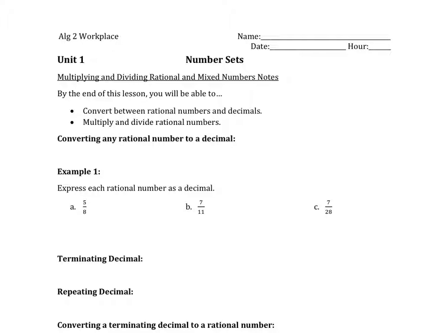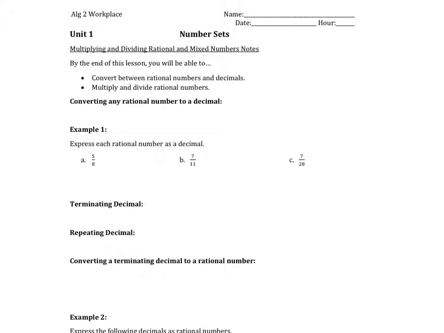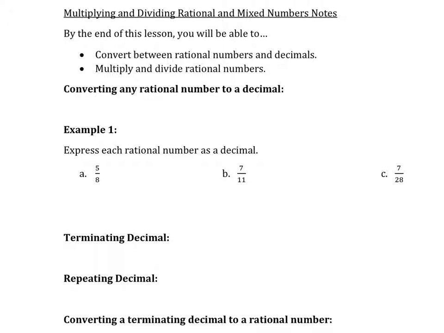So today we're going to be starting by looking at how to convert fractions to decimals and back again. Well, yeah, so this first one, when we're converting any rational number, that just means a fraction. 5 divided by 8, right? That's an example of a rational number, yes. But to convert it to a decimal, you do what we did yesterday where you just do the division.